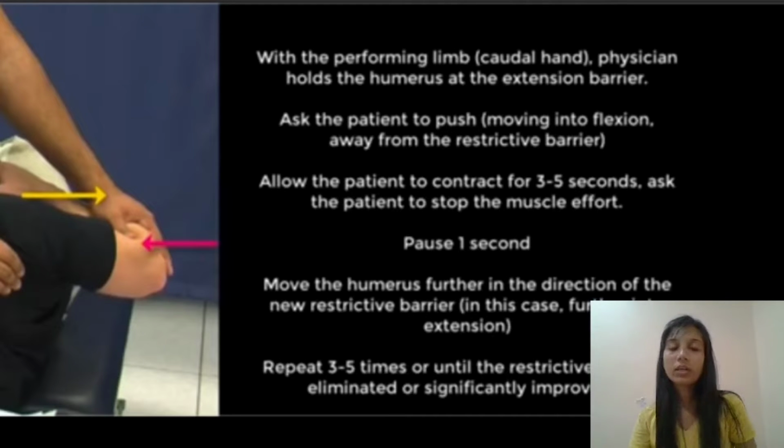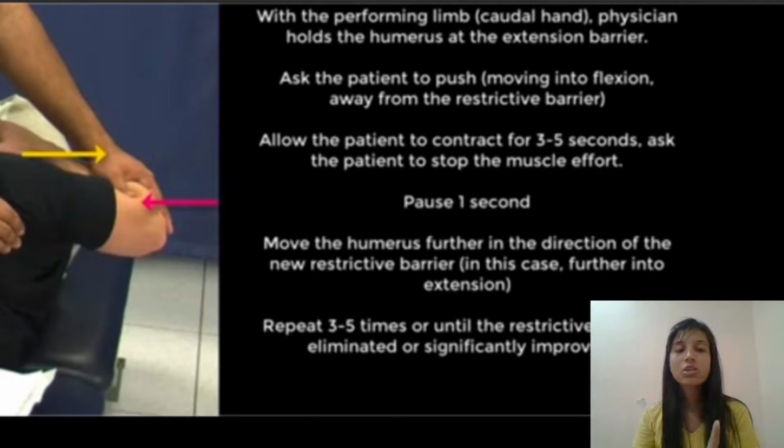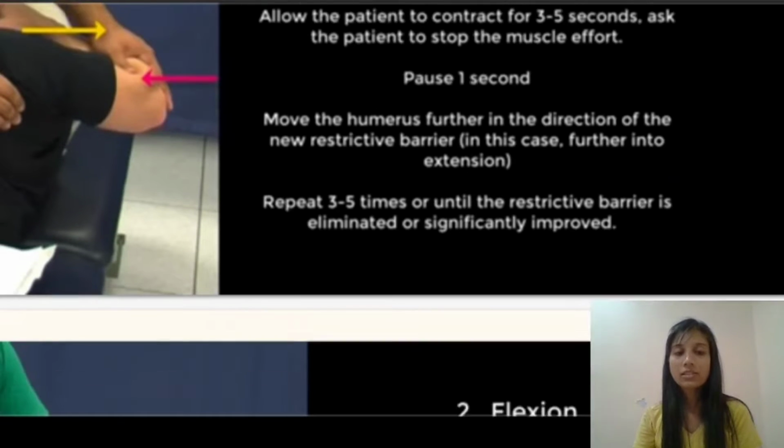You can go for the extension. Ask the patient to go for the extension. Repeat 3 to 5 times or until the restrictive barrier is eliminated or significantly improved. So this is all about the extension, the first stage of the Spencer technique.